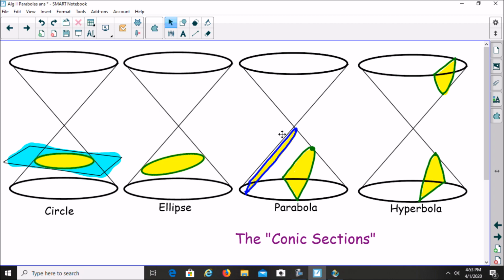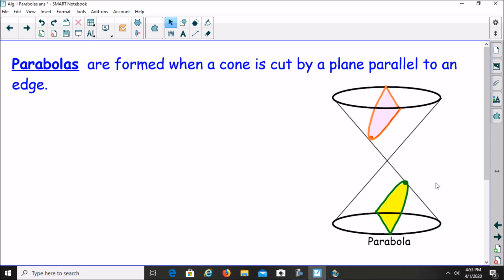If the plane is parallel to one of the edges of the cone, we'll end up getting a parabola. The closer we move the plane to the edge of the parabola, the steeper the parabola will appear. And finally, if we rotate the plane so that it's parallel to the vertical axis of the cone, we get the two branches of a hyperbola. So once again, parabolas are the conic section formed when a cone is cut by a plane parallel to an edge.